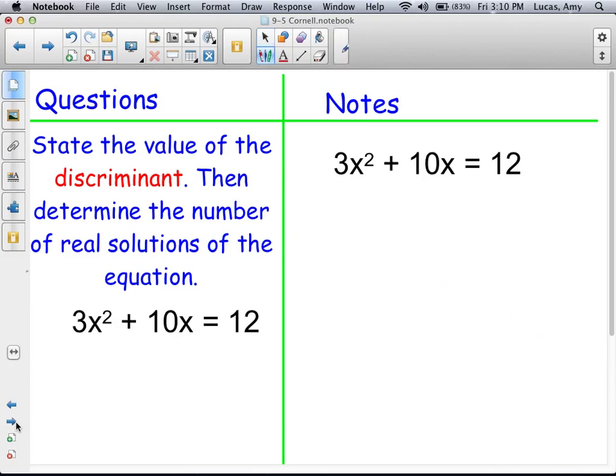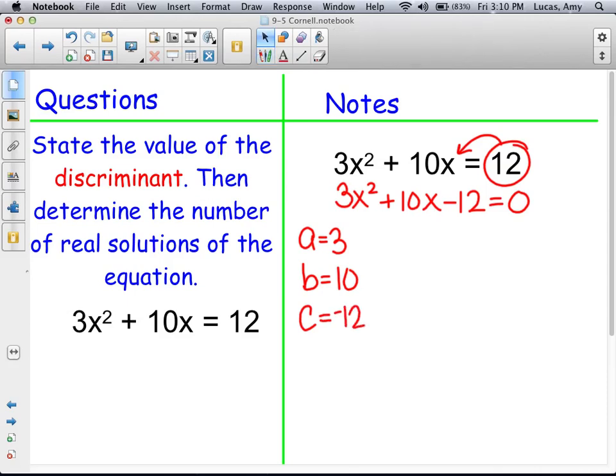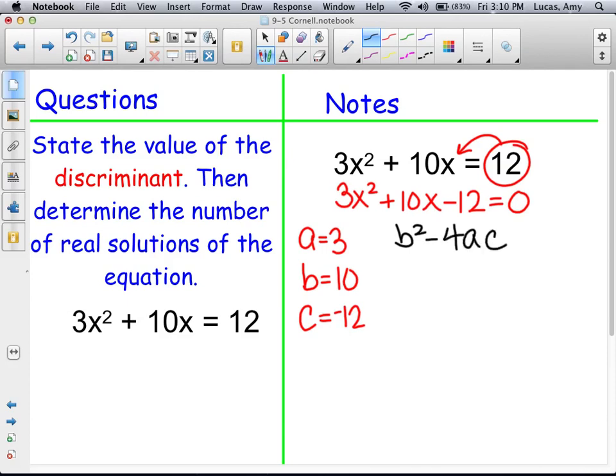Example number 2. Our quadratic is not written in standard form. So first, we need to move the 12 over by subtracting it, and then we can determine a, b, and c and solve for our discriminant. Okay, b squared minus 4ac. I'll plug in my values. 10 squared minus 4 times 3 times negative 12.